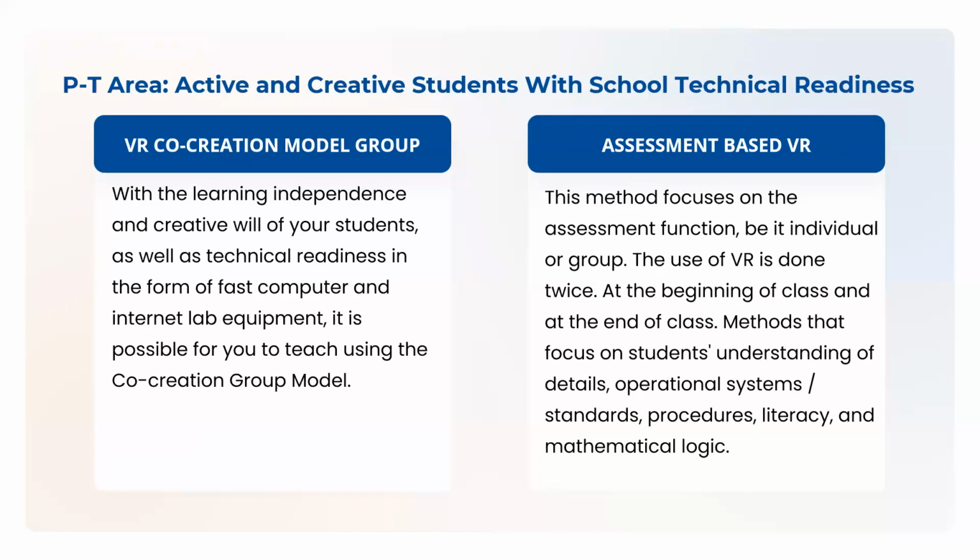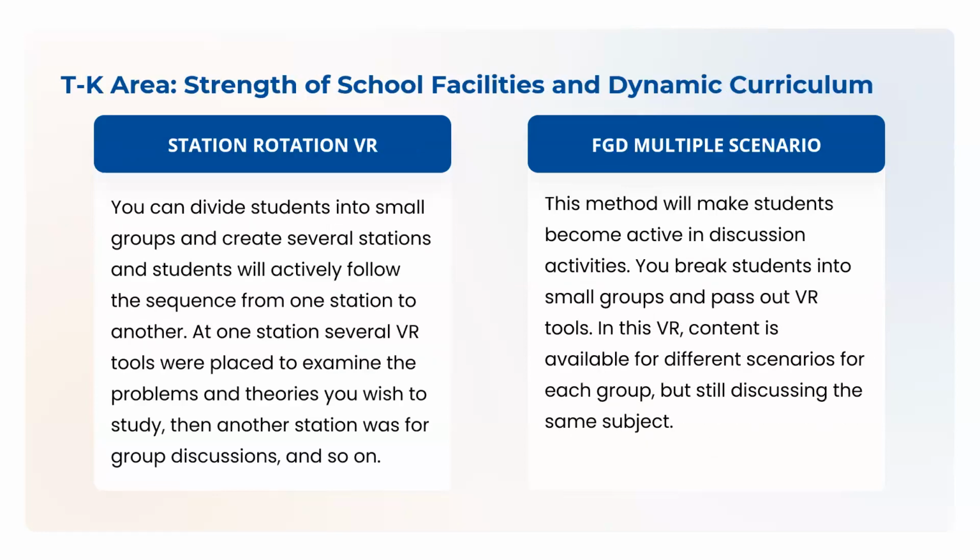And this is the beta area for the VR co-creation model group. Learners can learn independently by creating virtual reality content based on the subject. Educators give the learning material to each learner or group, and the learner is allowed to develop virtual reality content based on their understanding. And for assessment-based VR, this method focuses on the assessment function, so educators can give a pre-test before using virtual reality and a post-test after using virtual reality and measure their understanding of the learning material. Next slide.